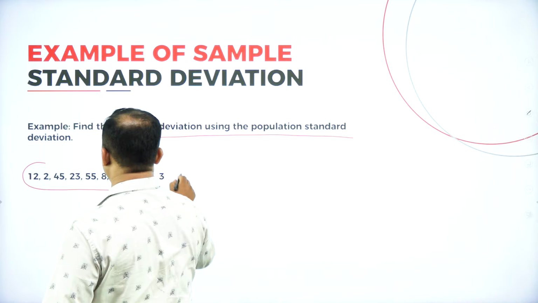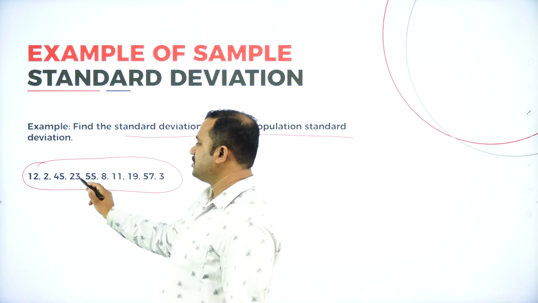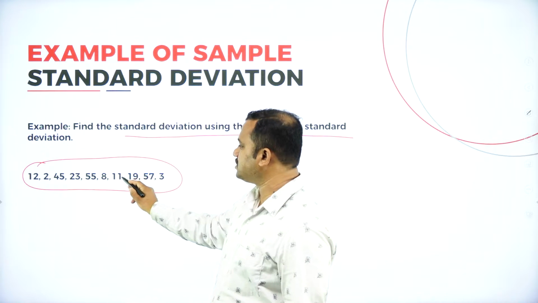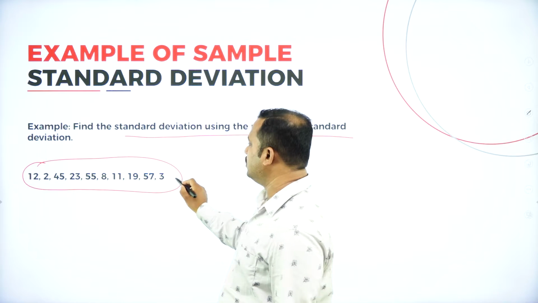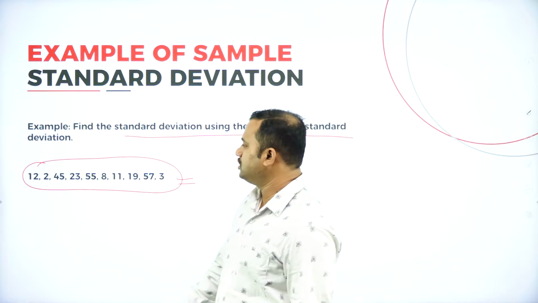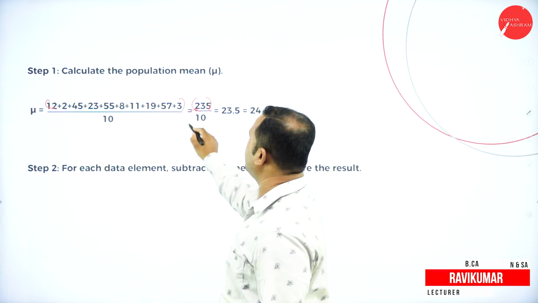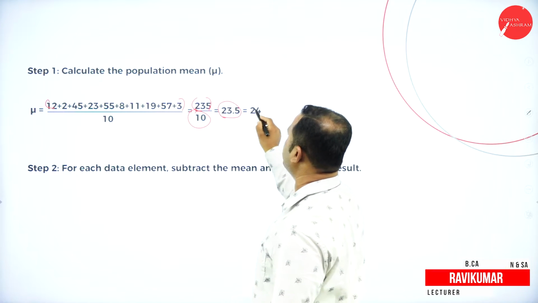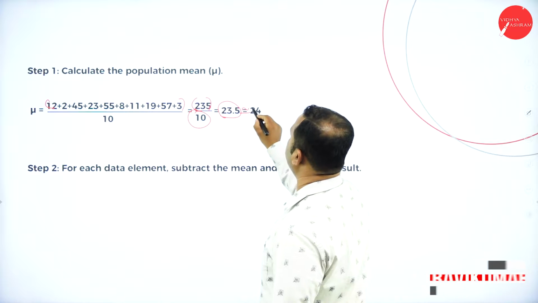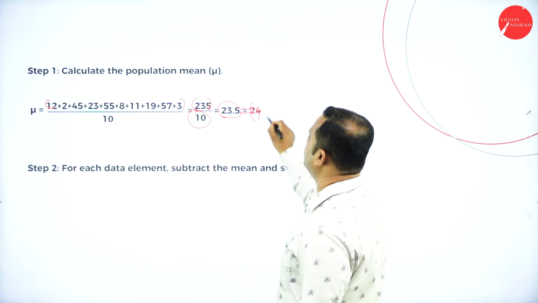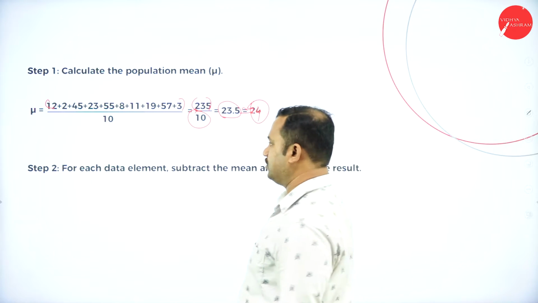That is 12 plus 2 plus 45 plus 23 plus 55 plus 8 plus 11 plus 19 plus 57 plus 3. The total of these values turns out to be 235. So 235 divided by 10 is equal to 23.5, which is almost equal to 24. Let me take the value of 24.